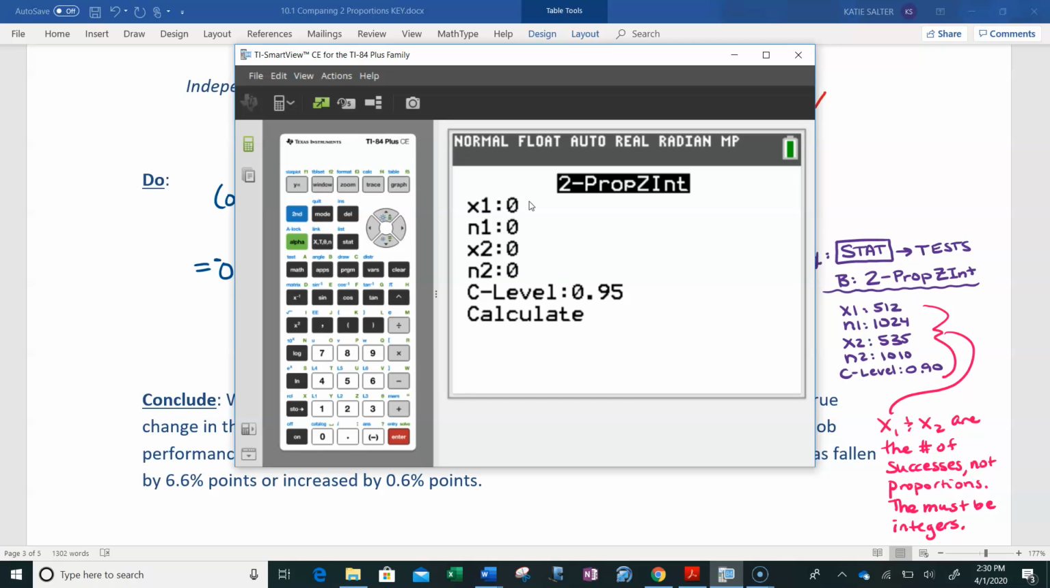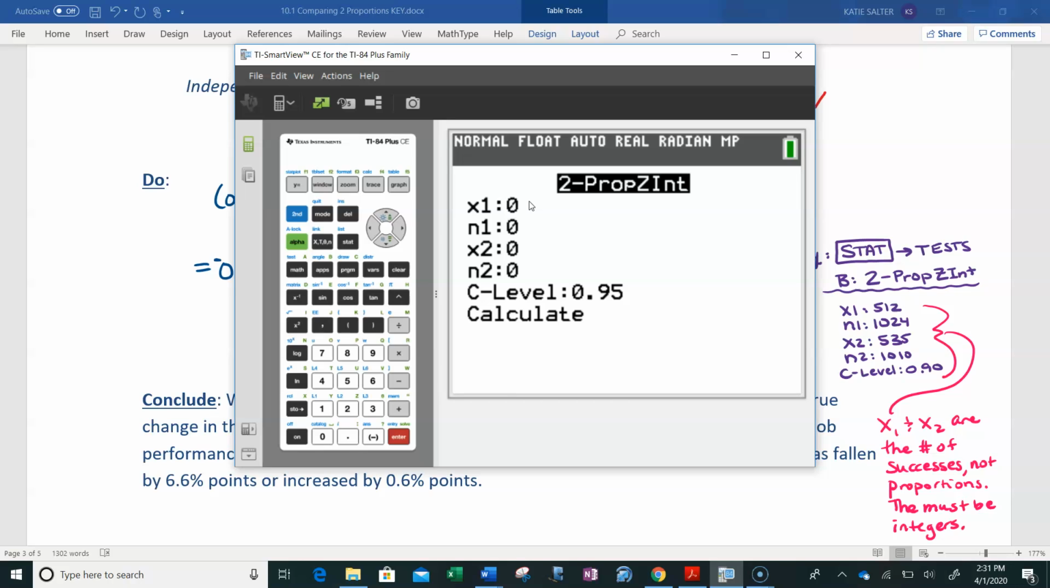So in this case, because we did the population in 2010 minus the population in 2009, it's really important that I put my 2010 data first and my 2009 data second, because that is the order it's going to subtract in. So when we type that in, it's also very important that when you put in X1 and X2 that they are the number of successes.